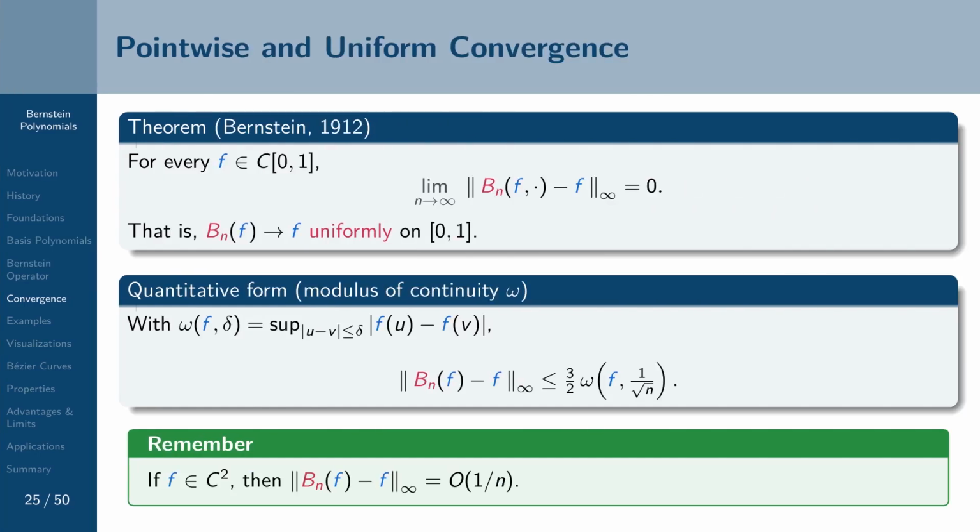Now the theorem, due to Bernstein in 1912. For every continuous function f on the interval from 0 to 1, the Bernstein polynomials converge to f uniformly. The sup norm of the error tends to 0. There is also a sharp quantitative form, in terms of the modulus of continuity, omega. The modulus of continuity, omega of f and delta, is the largest change in f over inputs no more than delta apart. The error is at most 3/2 times omega of f at 1 over the square root of n. As a consequence, if f is twice continuously differentiable, the error is of order 1 over n.